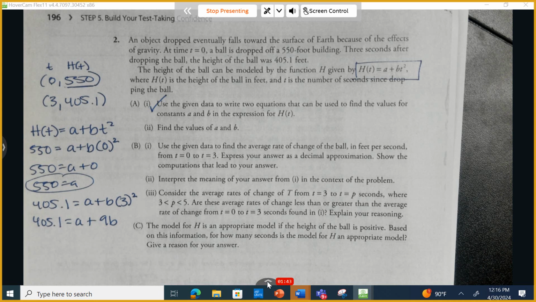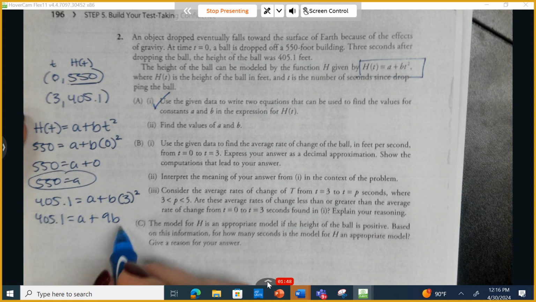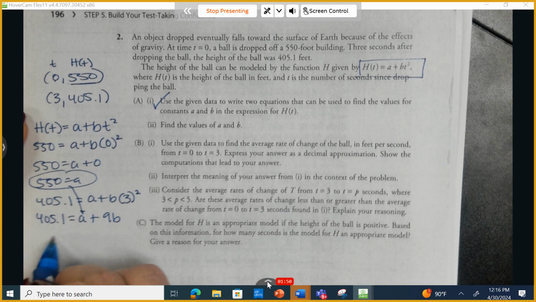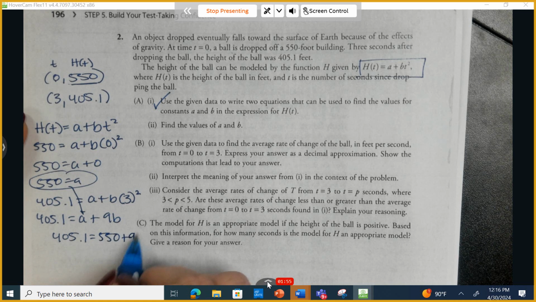Part B says solve for these. Well, I've already shown that I solved for one of them. This is me solving for A. Now it's really easy to solve for B because I know that A is 550. So 405.1 equals 550 plus 9 times B.